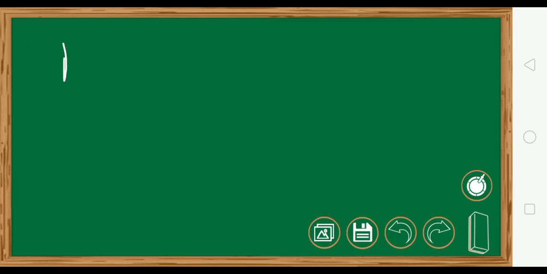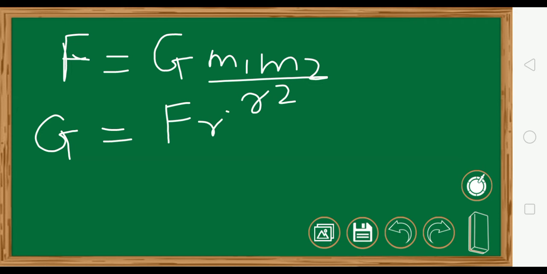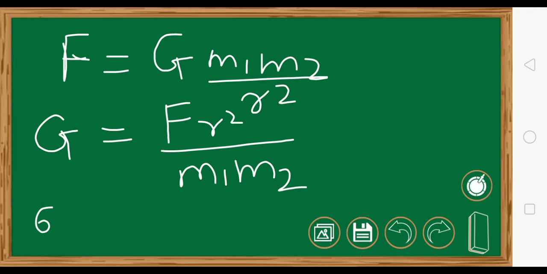Next. Now we have seen that F is equal to G m1 m2 upon r square. Now I want to find G. G will be equal to F into r square upon m1 m2, by cross multiplying. After putting in the values, we have found that the value of G comes out to be 6.67 into 10 raised to minus 11. Now what about the units of G?